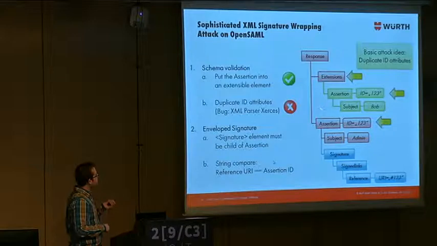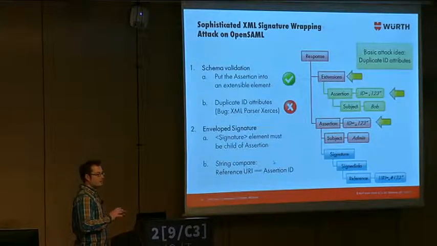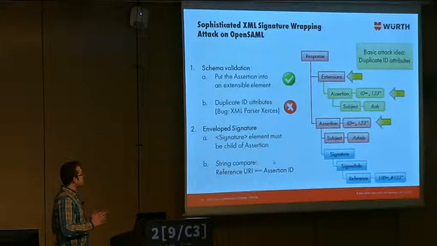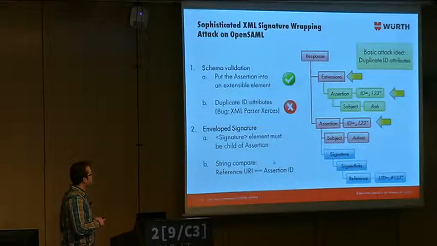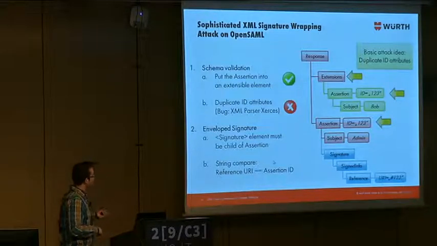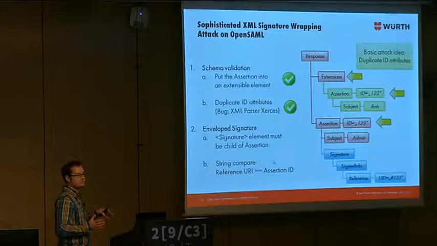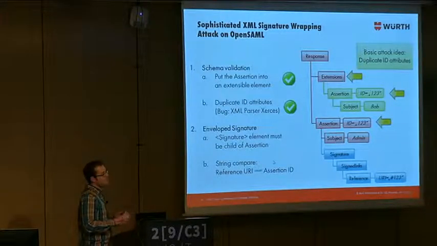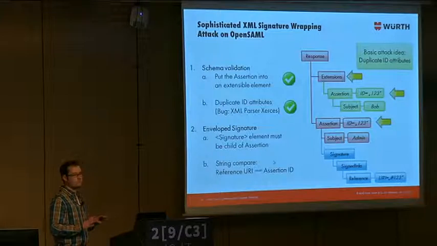And now we come to duplicate ID attributes. Normally, this should throw an error message. But OpenSAML uses an XML parser library, Apache Xerces, that had a bug. This bug led to the case that this check failed by mischief. And to our best knowledge, this bug is still open in Apache Xerces.